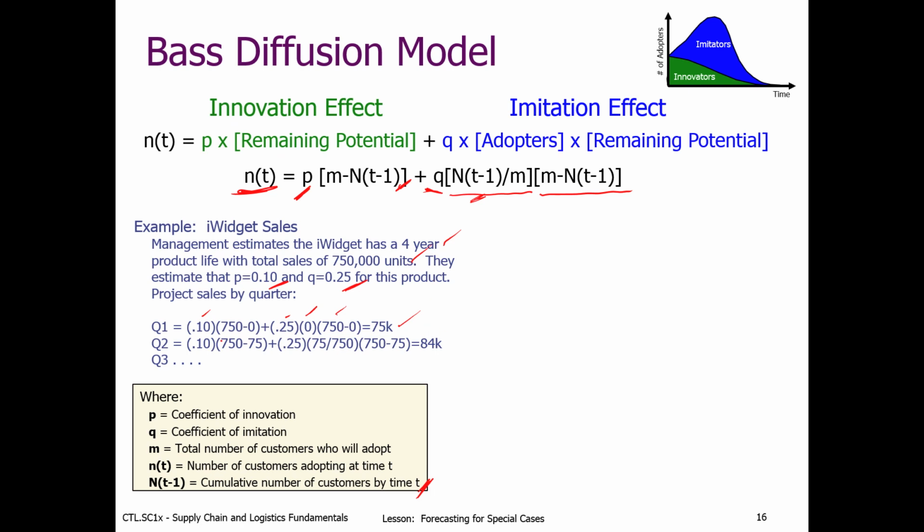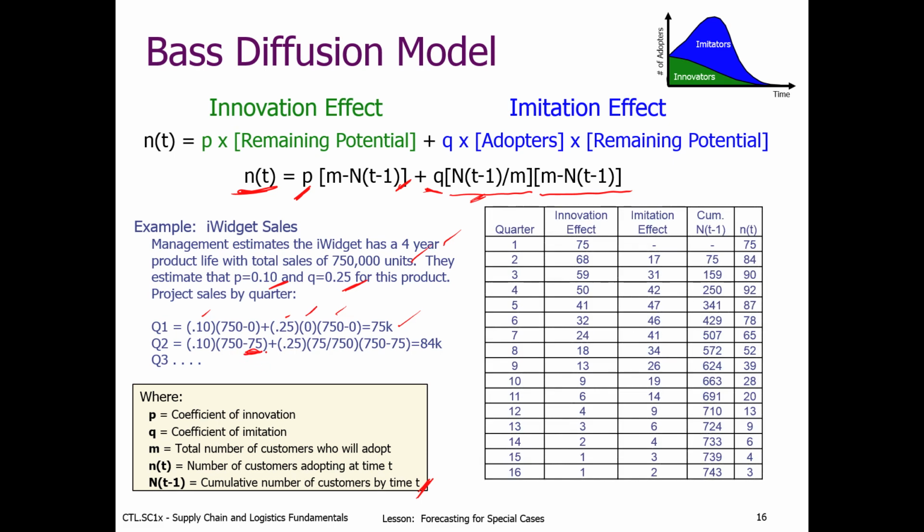And then I do the same thing for the next quarter, except now I've got some adopters already. So I go through this, and here's the chart, and I did this for the next 16 quarters. If you look at the innovation effect, you can see that there's a lot of early adopters here, and they peak very early and then they dwindle off. The imitator effect, though, peaks a lot later, right? And then it goes down. So it captures the two different effects here, the early innovators and the latter imitators.